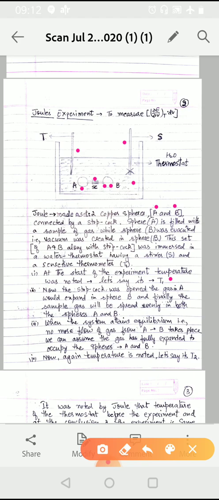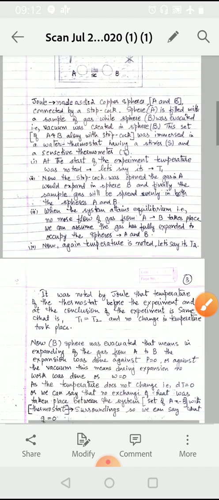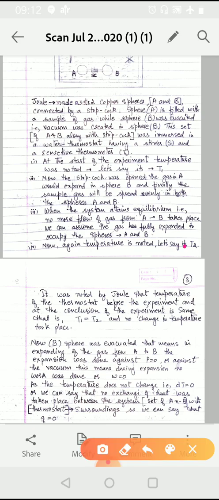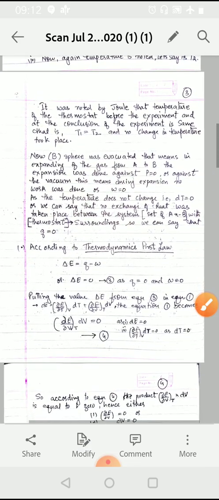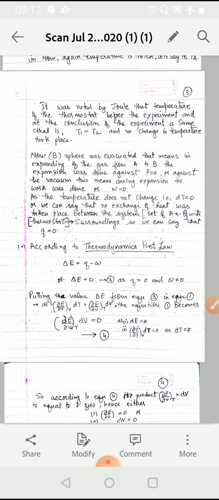Now the stopcock was opened and the gas in A was allowed to expand into sphere B, and finally the sample gas was spread evenly in both the spheres A and B. When the system attains equilibrium, that is, no more flow of gas takes place from A to B, then we can assume that the gas has fully expanded to occupy both the spheres A and B. Now again temperature is noted, let's say it is T2. It was noted by Joule that the temperature of the thermostat before the experiment and at the conclusion of the experiment is the same, that is T1 is equal to T2, and there is no change in temperature.